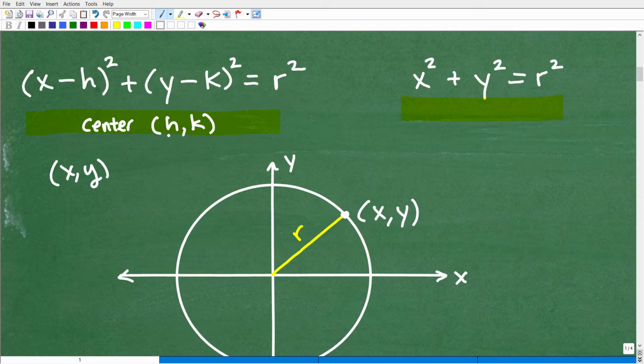So here, this is the center H, K, and R squared. R is the radius. This is the radius of the circle. Now, why do we have this simpler formula for a circle? Well, it's the same equation. If you look here, if I made H and K 0, I would have only x squared, y squared, r squared, and that's what I have right here. So this is the equation of a circle centered at 0, 0, or the origin.